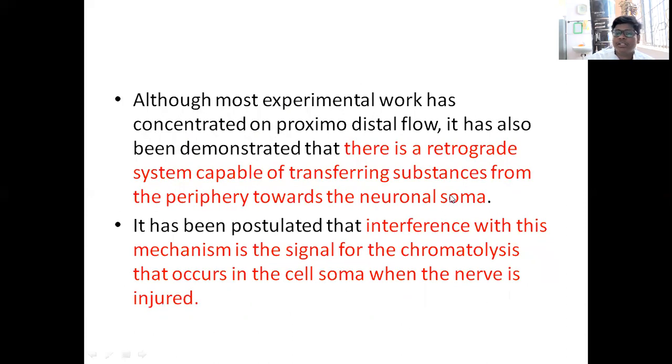Although most experimental work has concentrated on proximal to distal transport, Rasmussen demonstrated there is a retrograde system capable of transferring substances from the periphery towards the neuronal soma. It has been postulated that interference with this mechanism is the signal for the chromatolysis that occurs in the cell soma when the nerve is injured.